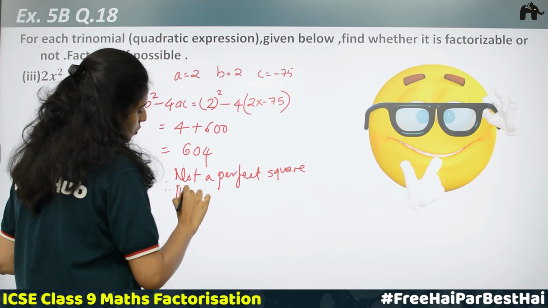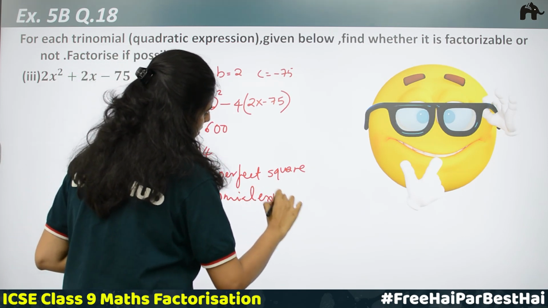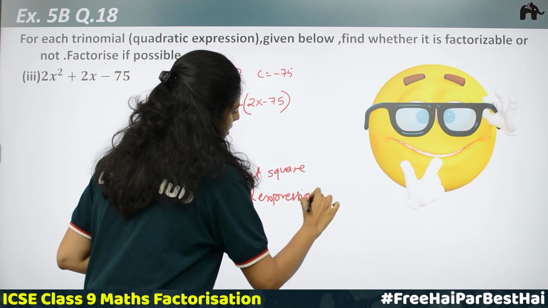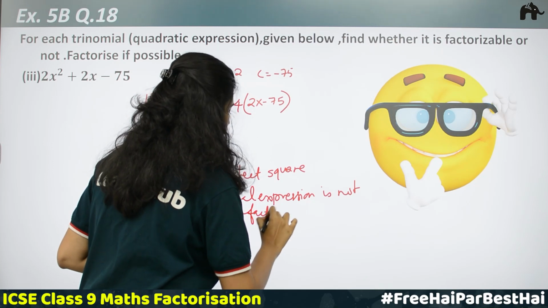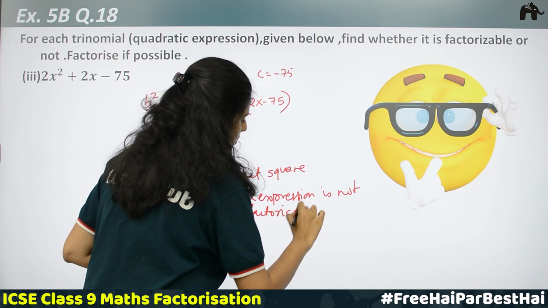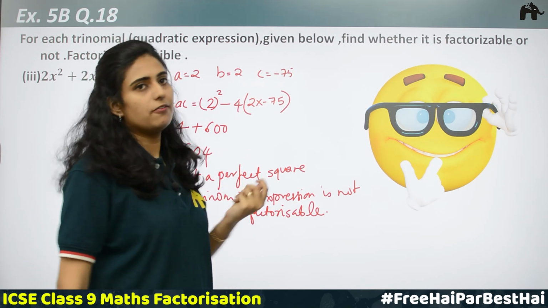Therefore, the trinomial expression is not factorizable. You cannot find the factors. Okay. So here we are not getting a perfect square number.